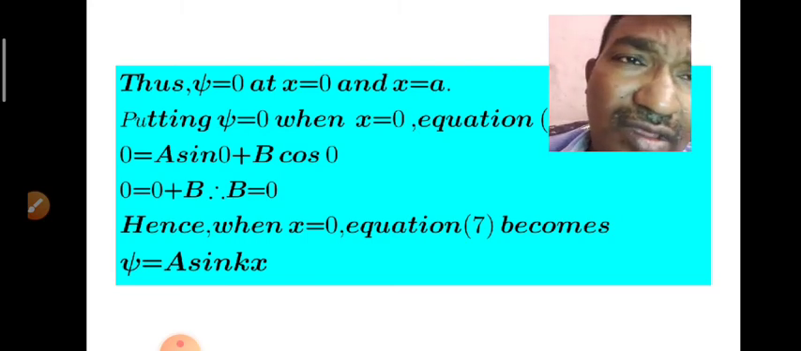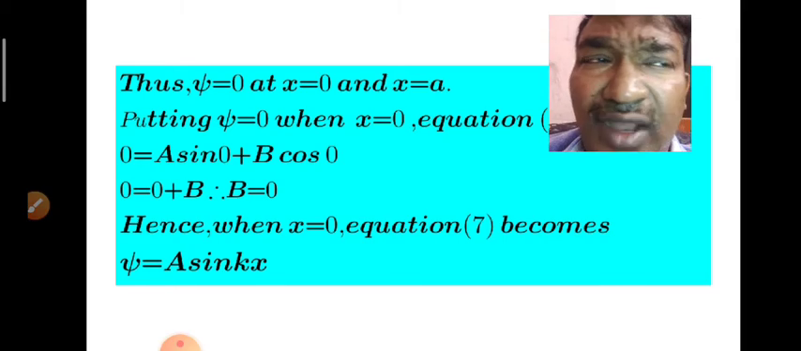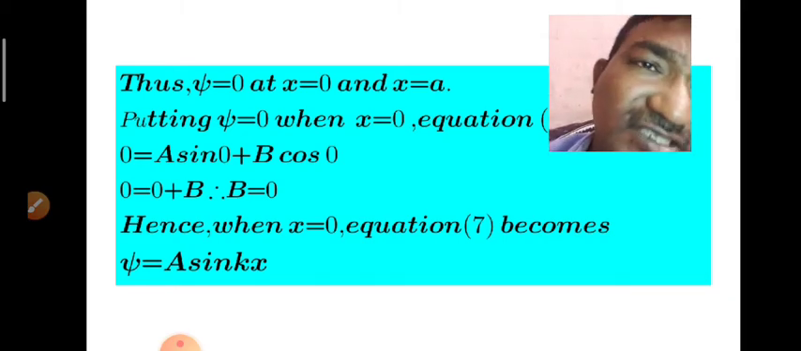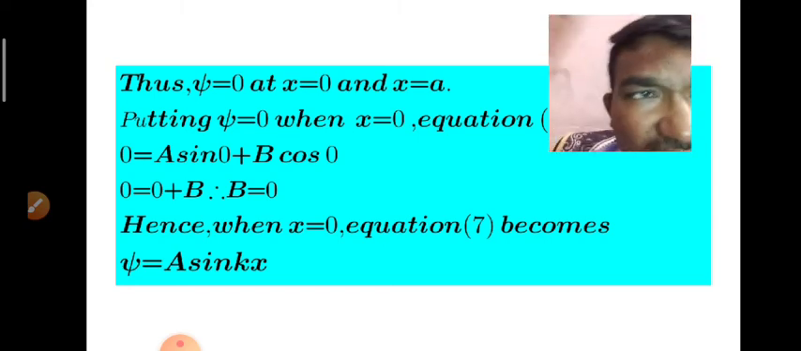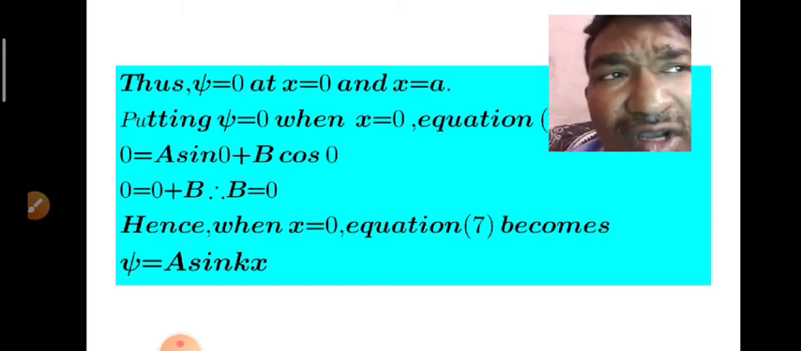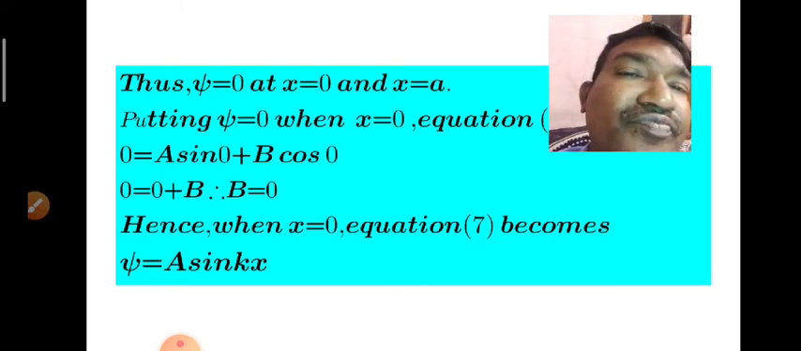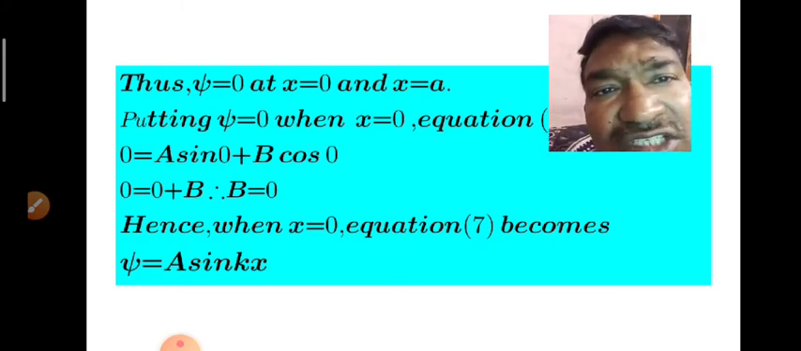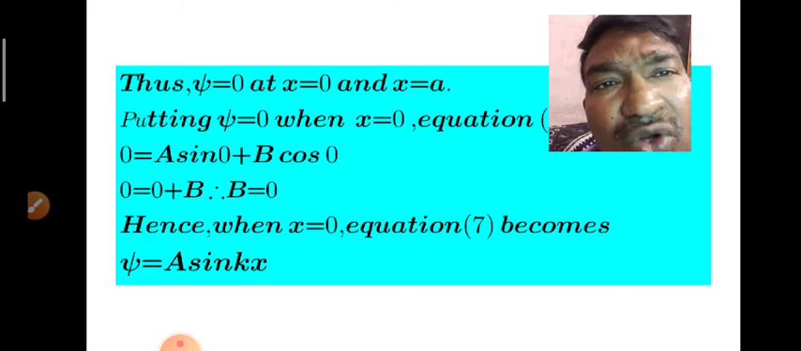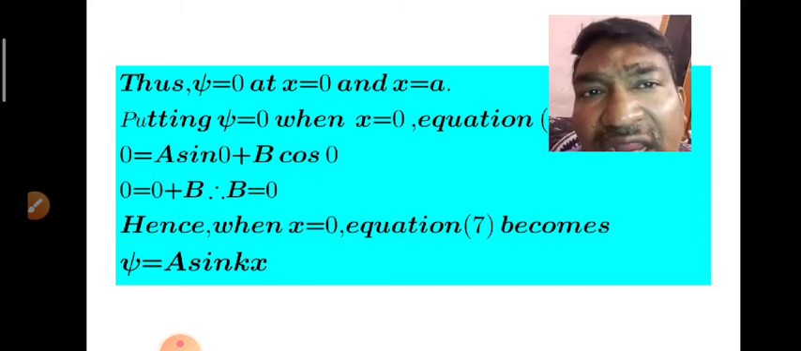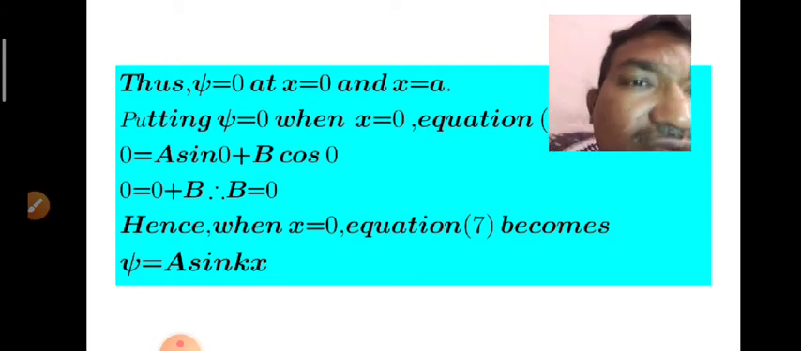So we go for the first condition, that is psi is equal to 0 at x is equal to 0. This is one boundary condition. Whenever we apply the x is equal to 0 boundary condition, equation 7 becomes 0 is equal to a sin 0 plus b cos 0. And we know very well that sin 0 value is 0.